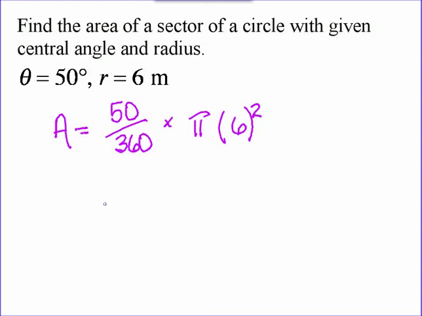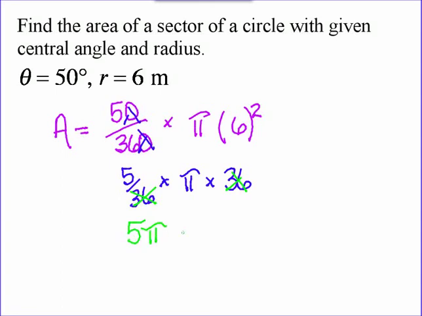So now let's go ahead and multiply out. First of all, those are gone. And I really get 5/36 times pi times 36. Oh, isn't that nice? What happens to your 36s? They're gone. And I'm left with 5 pi, and my label is meters squared.